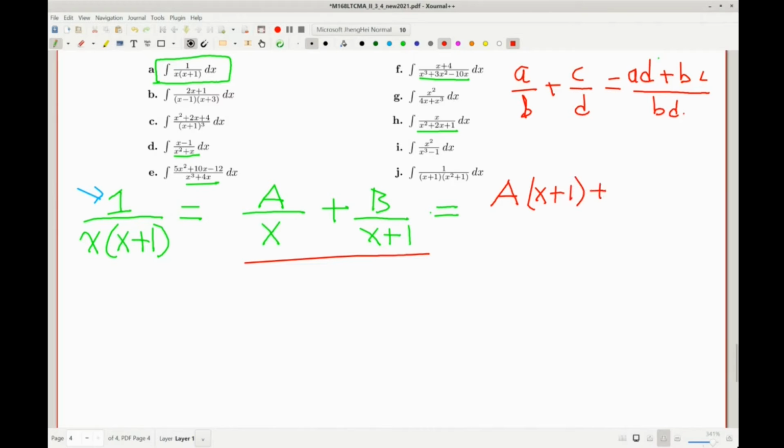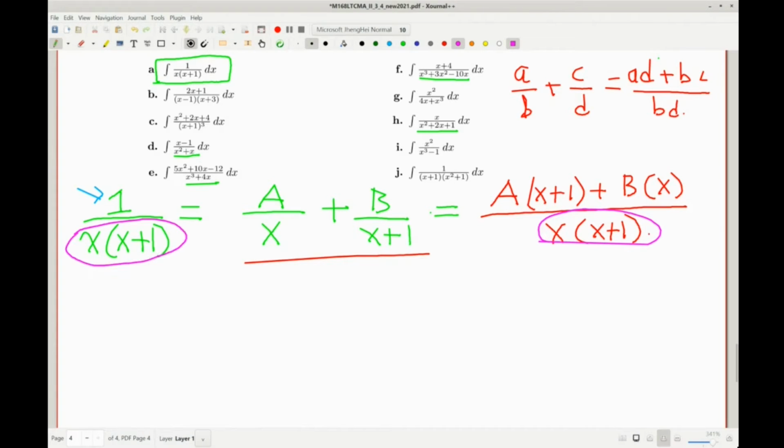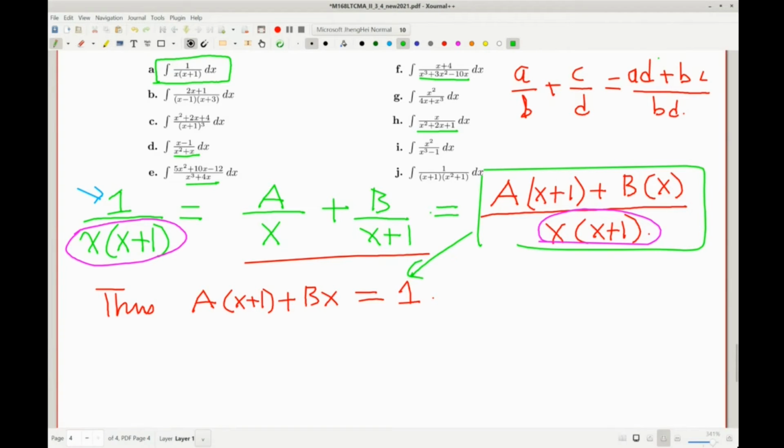So in this case, we have A times (x plus 1) plus B times x, and this is over x into (x plus 1). Notice that my denominator is the same as this one. And so I can now say that the numerators are equal. Thus A(x plus 1) plus Bx is going to be equal to 1. That's the idea. The next time I work these problems, I will forego this step and jump to this one to work on the numerator only, because that's where you really want to get. The denominators will work out if you set it up right, and we're good to go.